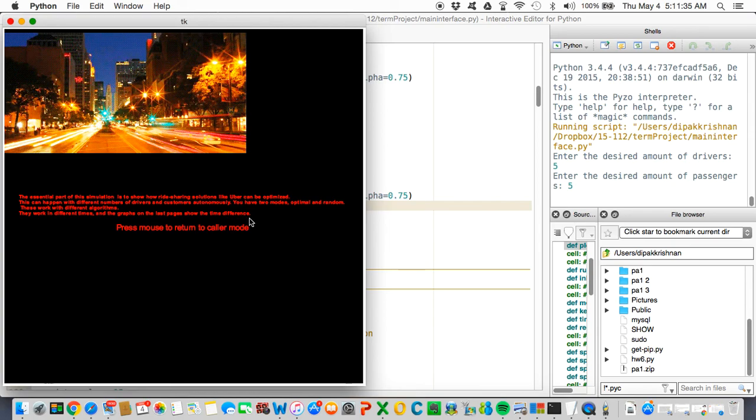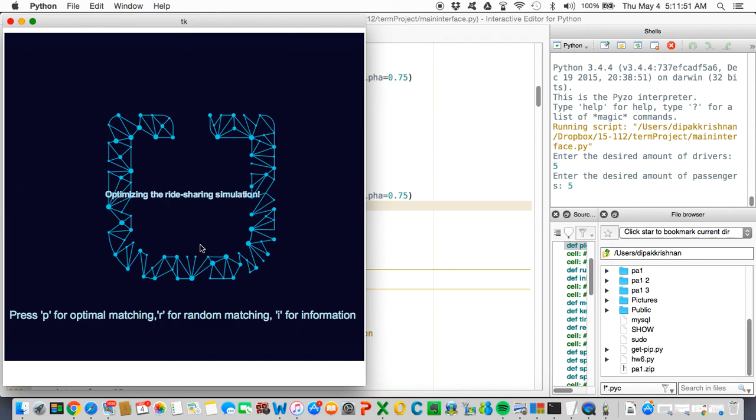This information screen is pretty basic. It gives you background about ride-sharing solutions like Uber, how they can be optimized, and the time differences between specific modes in terms of optimal matching and random matching. Now let's get into the actual modes.